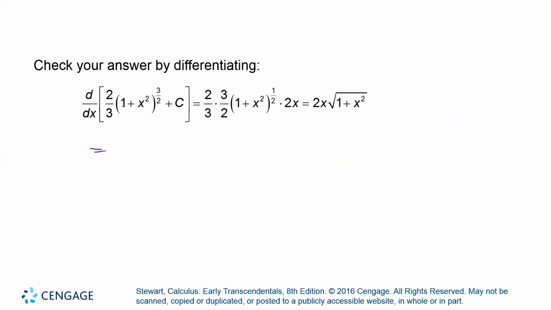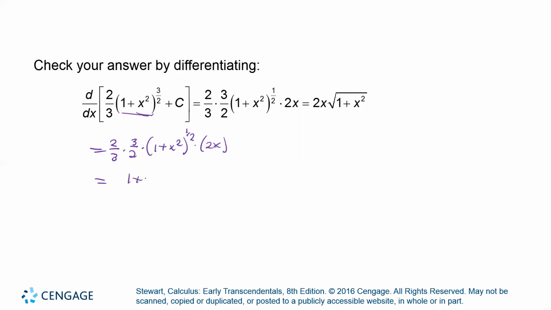If I differentiate this, I have what? 2 over 3. Then if you differentiate that, I have 3 over 2, times 1 plus x squared raised to 3 over 2 minus 1, which is 1/2. Then I'm using the chain rule, times the derivative of 1 plus x squared, which will be 2x. Now let's simplify that.